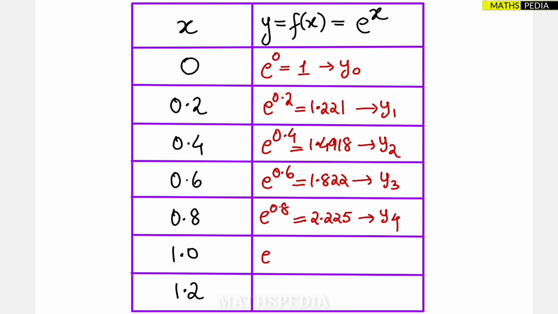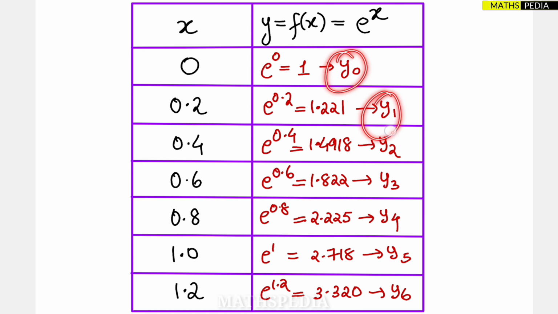E power 1, e power 1 will be 2.718, and this will be y5. Then e power 1.2, which is equal to 3.320, which is y6. So this is very important. I am writing this because it is not necessary to write, but still for avoiding confusion it is good to write this one. So y0, y1, so always start with y0. Okay, so we have reached till y6.